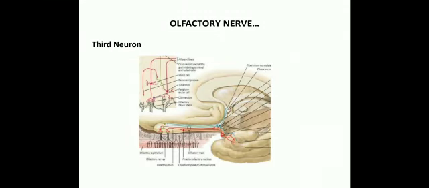The third neuron is located in the primary olfactory cortex, which includes the anterior perforated substance and the several small masses of grey matter around it. The fourth neuron, the fibers arising in the primary olfactory cortex, go to the secondary olfactory cortex or the entorhinal area located in the uncus and the anterior part of the parahippocampal gyrus. The smell is perceived in both the primary and the secondary olfactory areas.